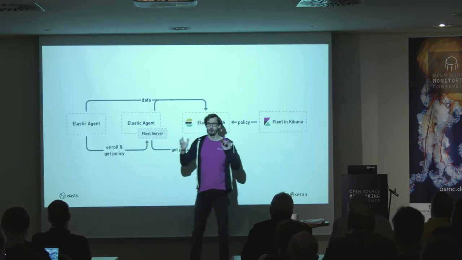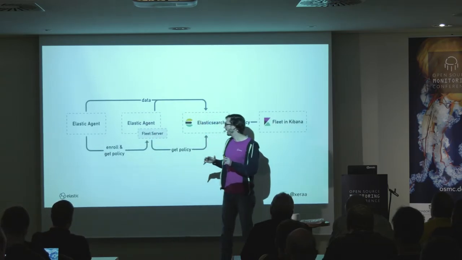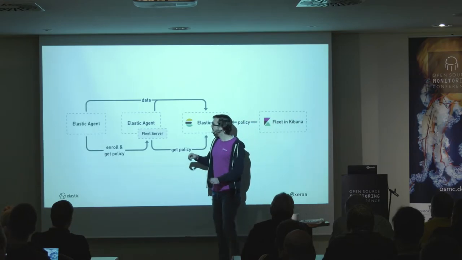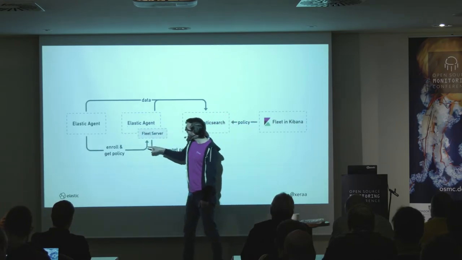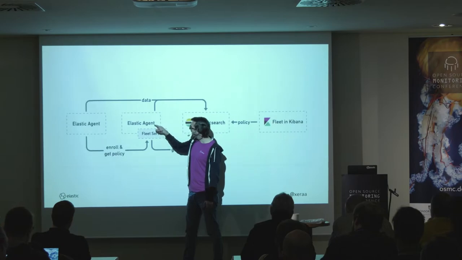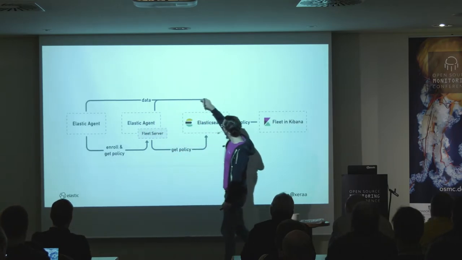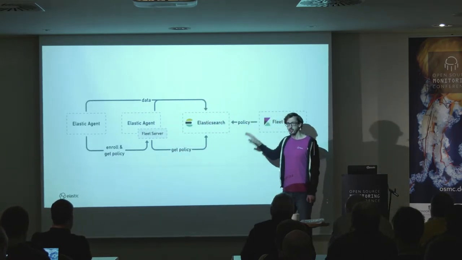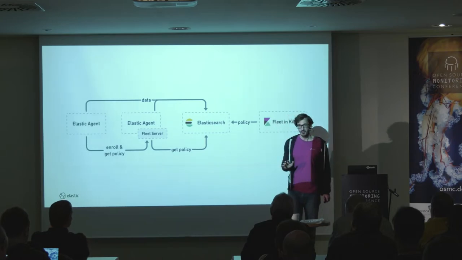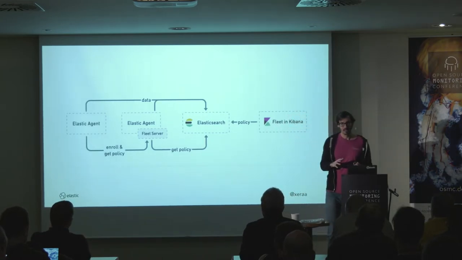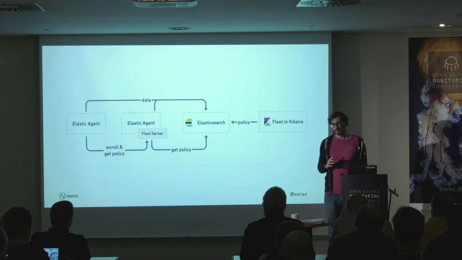You can group them into different groups for what to collect, and you can update them, but basically an agent enrolls and then gets the policy from Fleet and then continuously sends the data to Elasticsearch to store it. So you can click all of this together and have it in one place, and that is the automation you can build on.